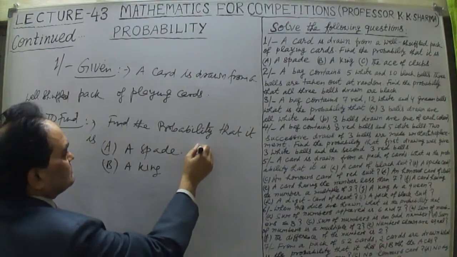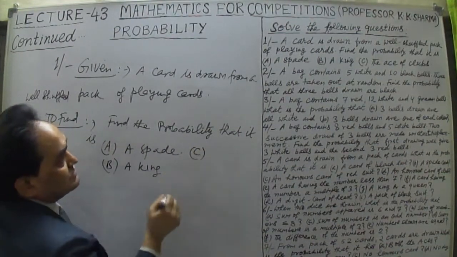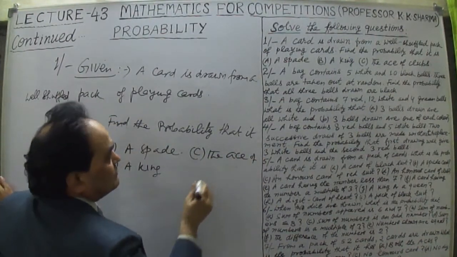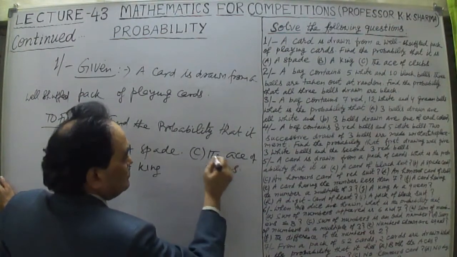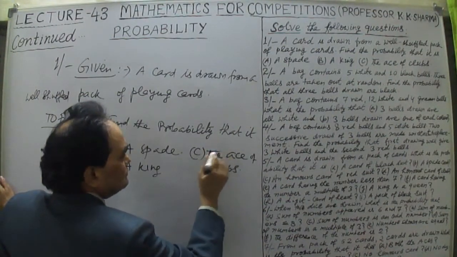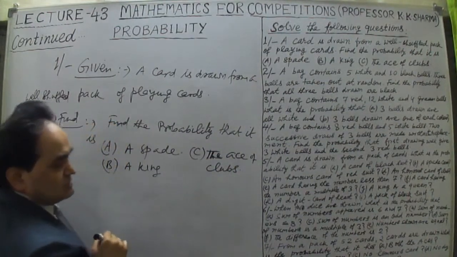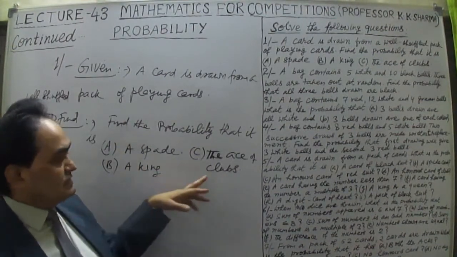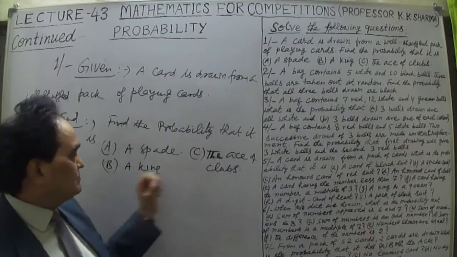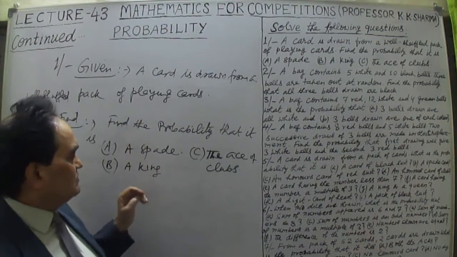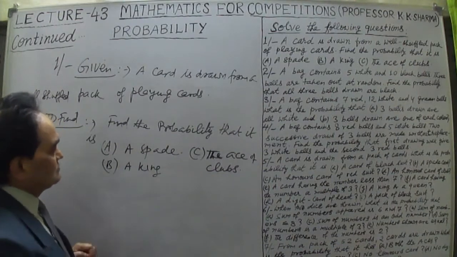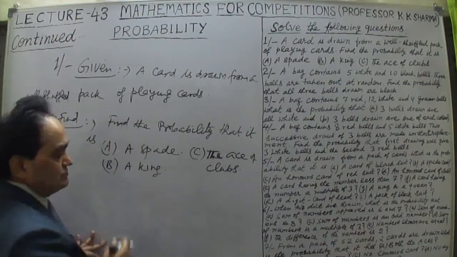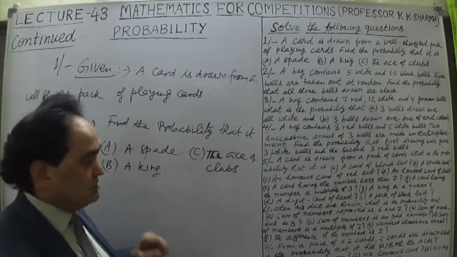Part C, the ace of clubs. Ace of clubs means only the ace of club cards. As I told you, diamond and heart are red colors, and clubs and spade are black colors. For the king, only a king is to be selected. The ace of clubs, simple question. A spade card. All three questions are just testing your knowledge.